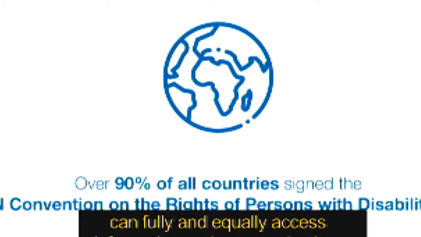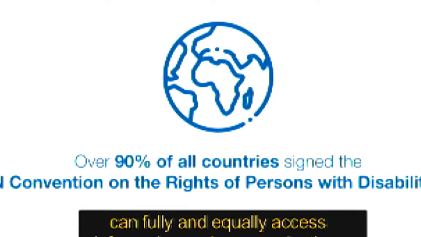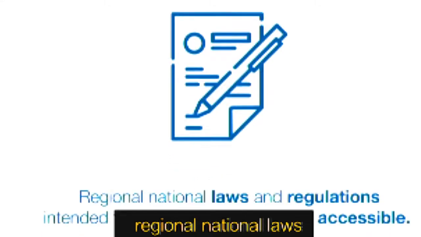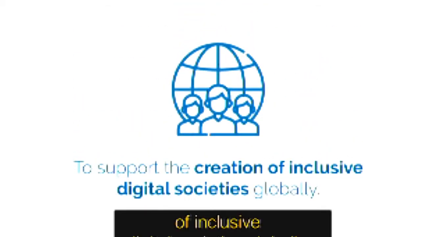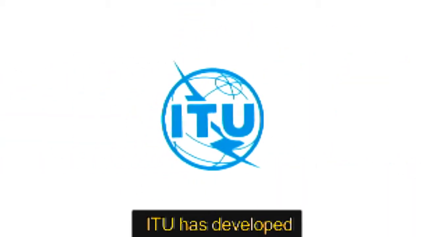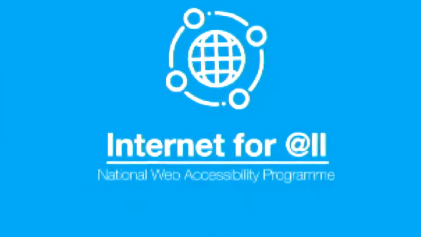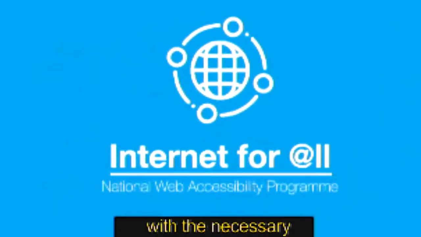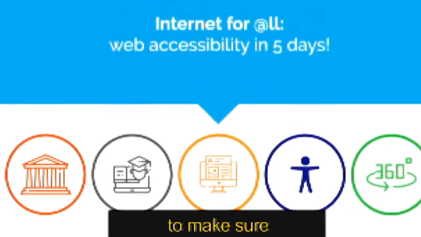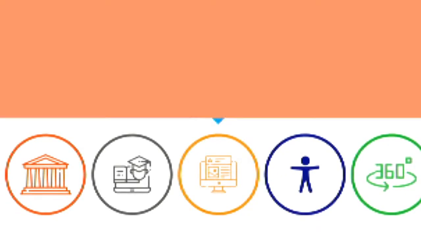There is a global commitment to ensure that persons with disabilities can fully and equally access information and communication. To ensure an equal access to information and communication, countries are developing regional national laws and regulations intended to make public websites accessible. To support the creation of inclusive digital societies globally, ITU has developed Internet for All, a 5-day web accessibility program that equips countries and regions with the necessary knowledge and tools to make sure that no one is left behind in the digital age.